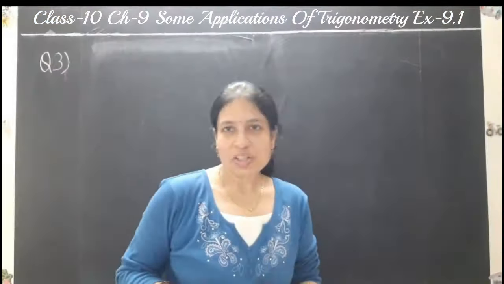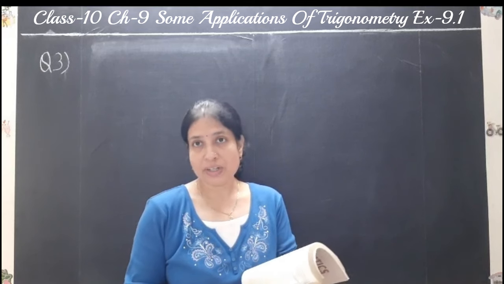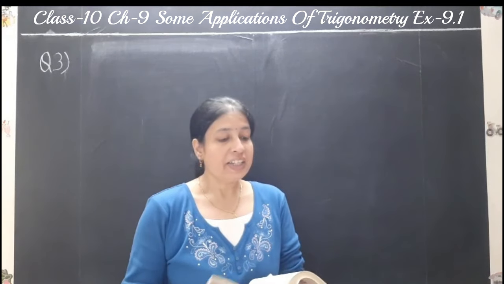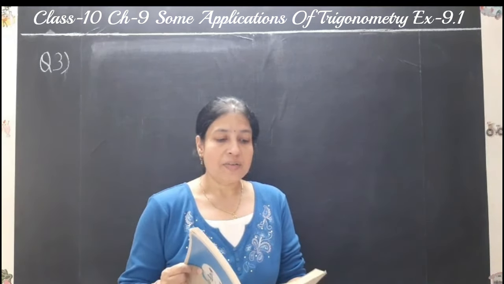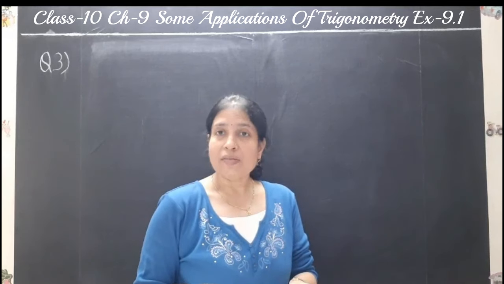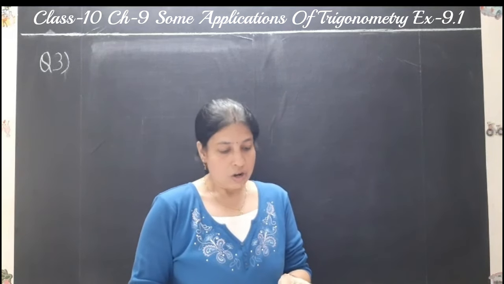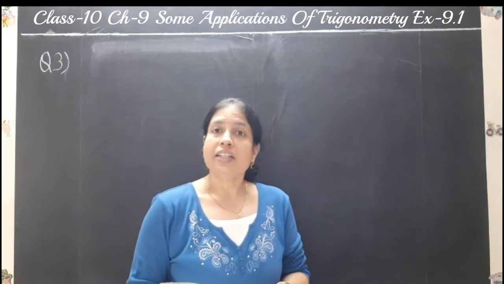So let us see question number 3. A contractor plans to install 2 slides for the children to play in a park. For the children below the age of 5 years, she prefers to have a slide whose top is at height of 1.5 meter and is inclined at an angle of 30 degree to the ground. Whereas for elder children, she wants to have a steep slide at a height of 3 meter and inclined at an angle of 60 degree to the ground. What should be the length of the slide in each case?